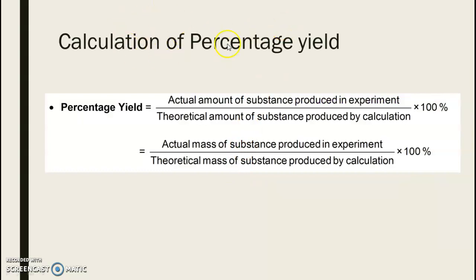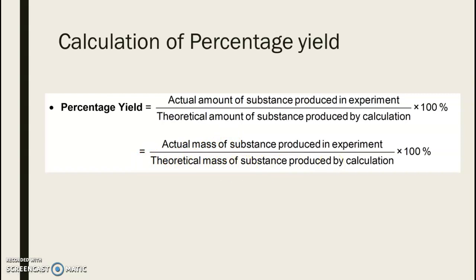The calculation of percentage yield is the actual amount of substance produced in the experiment divided by the theoretical amount of substance produced by calculation. Amount here means the number of moles, and then times 100%. If you do not want to use the number of moles, you can also use the actual mass that is measured in the experiment, divided by the theoretical mass of the substance produced by calculation.